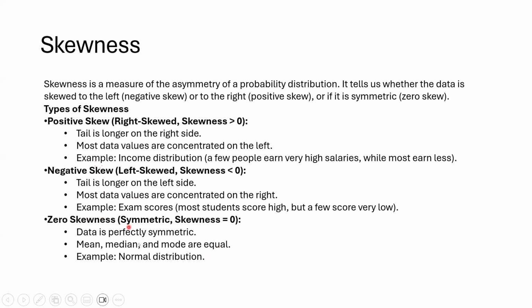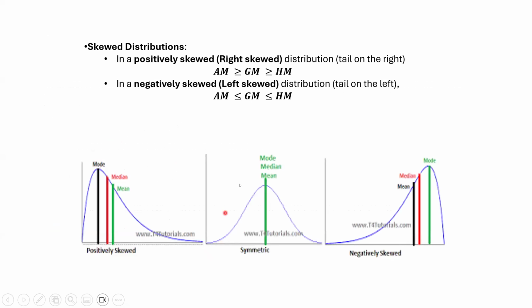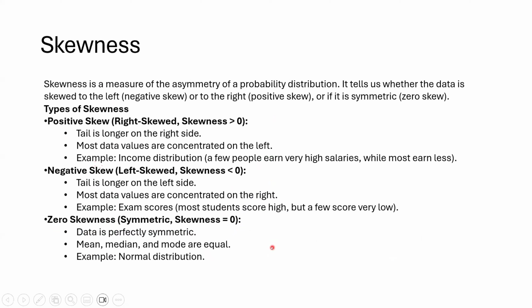Zero skewness means the data is perfectly symmetric. Here, mean, median and mode lie on a single axis, all three having the same, equal value. The perfect example of this distribution is the normal distribution, the Gaussian distribution.